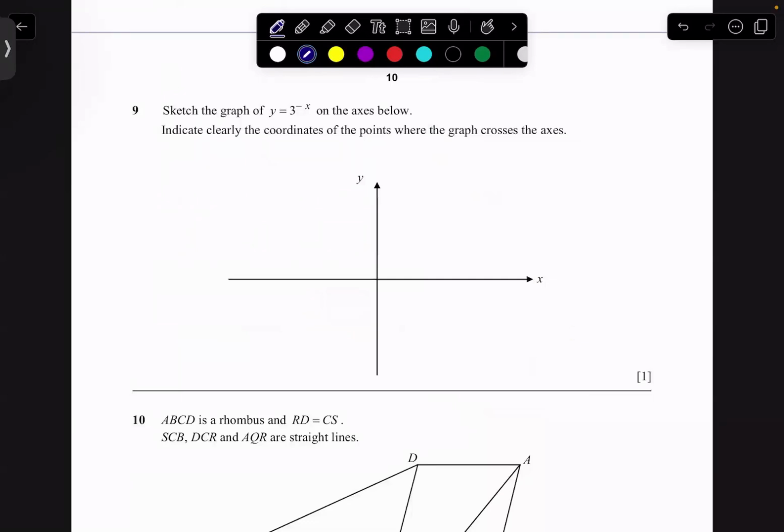Because it's a negative power x, that means when x grows, the number actually gets smaller. And when x is on the negative side, the value actually gets bigger. So this is how the graph will actually look like.